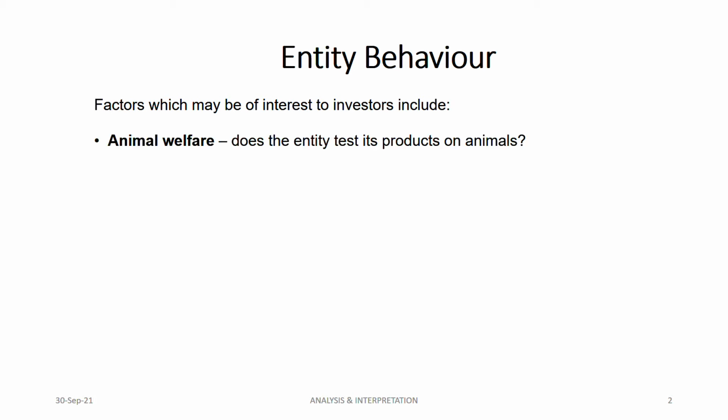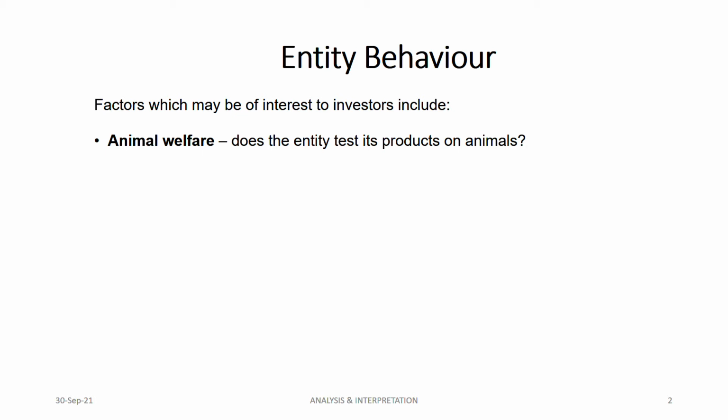So, starting with animal welfare. Does the entity test its products on animals? Nowadays, most of the companies claim that they don't test their products on animals. They don't harm animals. So you can go check in Google for those organizations which have stopped testing their products on animals, which they used to test. The reason why this change is there is because of the shift in what the consumer wants. That's the reason why entities have also changed their behavior.